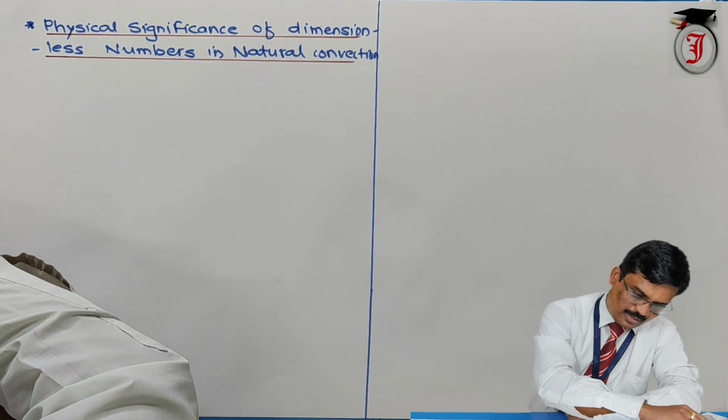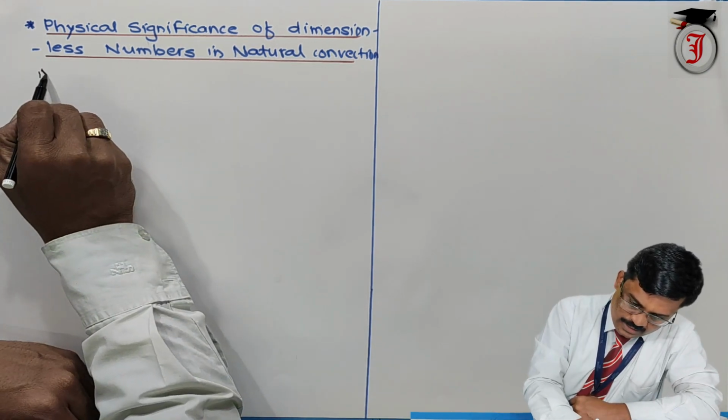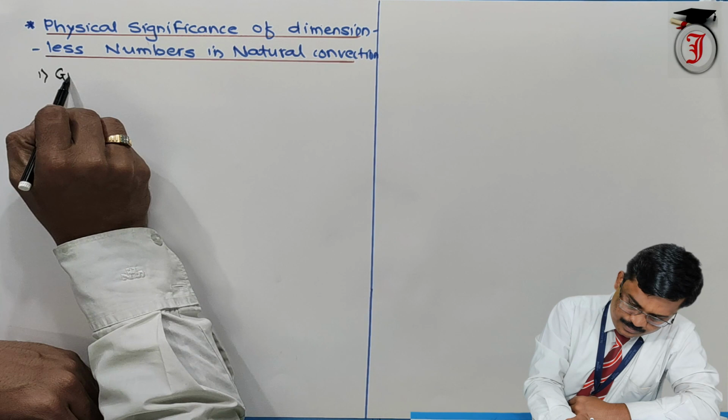In the previous lecture, we studied the mechanism of natural convection, that means how natural convection occurs and how motion of a fluid takes place when it comes in contact with a hot surface as well as a cold surface. Now in this lecture, we will see the physical significance of dimensionless numbers used in natural convection. So let us discuss the first dimensionless number, which is Grashof's number.